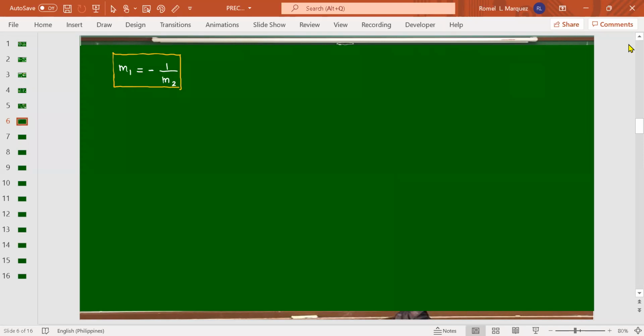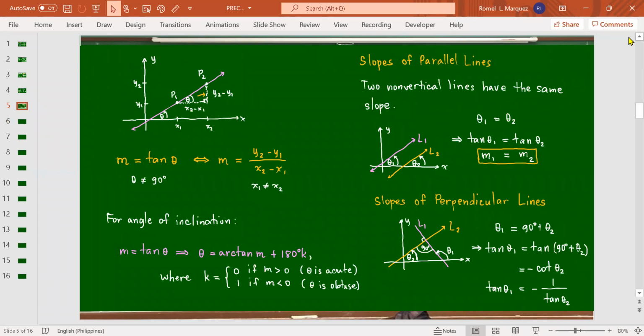So their slopes are negative reciprocals of what, guys? The slopes of two slant lines are negative reciprocals of each other.